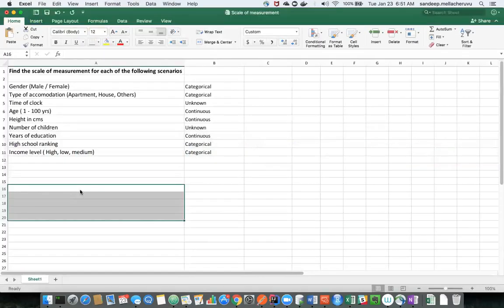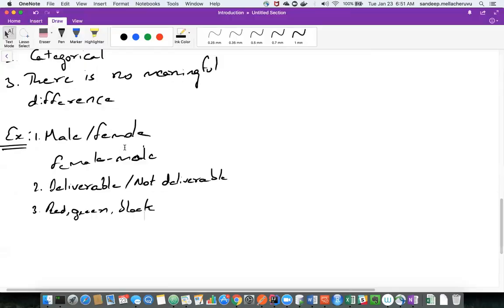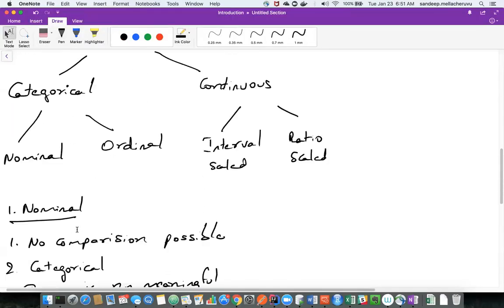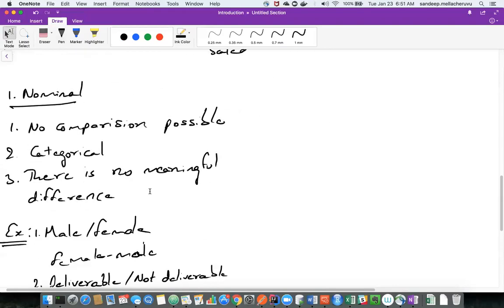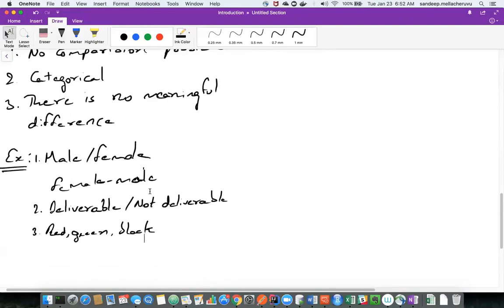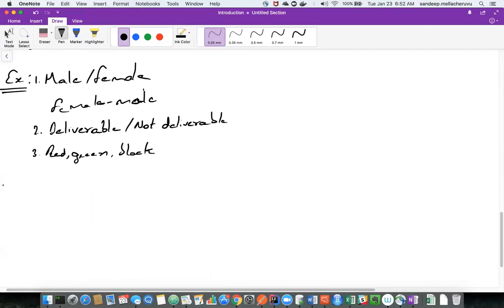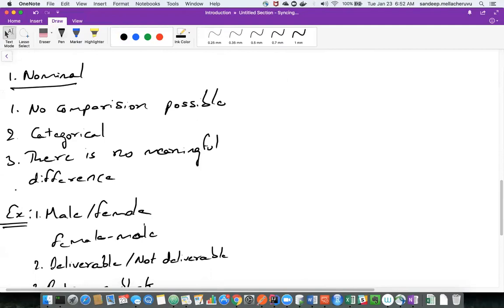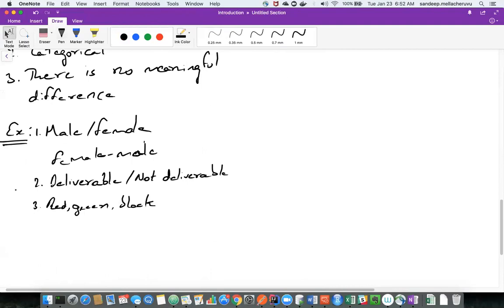I think we'll come back to this later. Let me complete this entire thing, then we'll come back and identify categorical and continuous variables. So is the nominal clear for everyone? There is no comparison. It's very weird if you compare. If you ask whether green is greater than red, it's very weird. You'll see that person as a weird person. Why would you compare green with red?